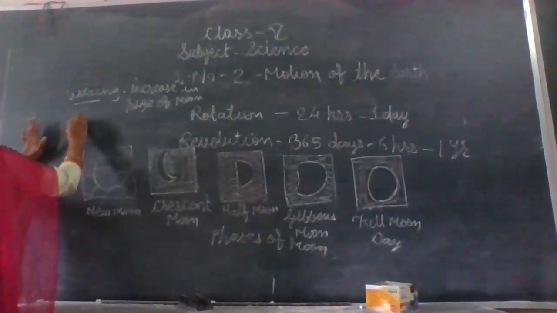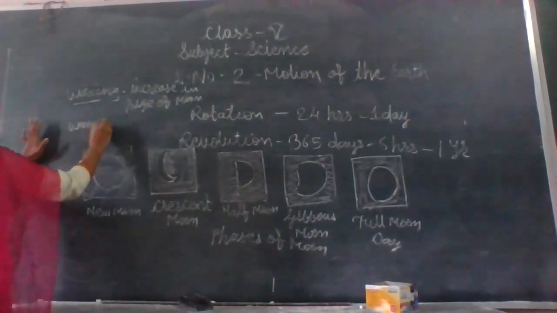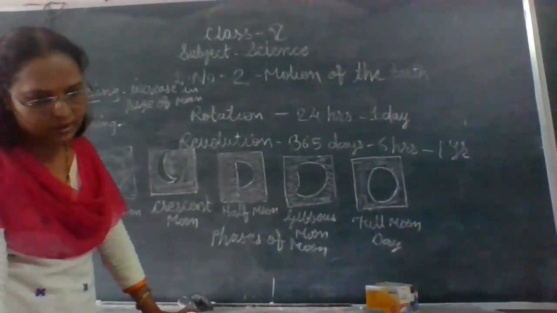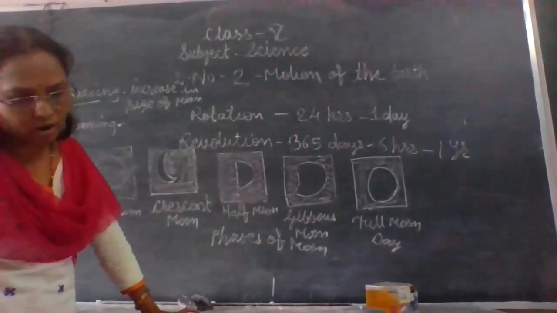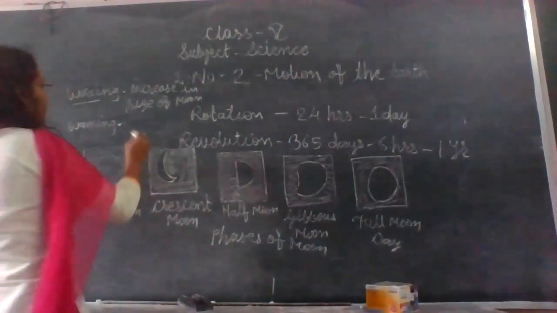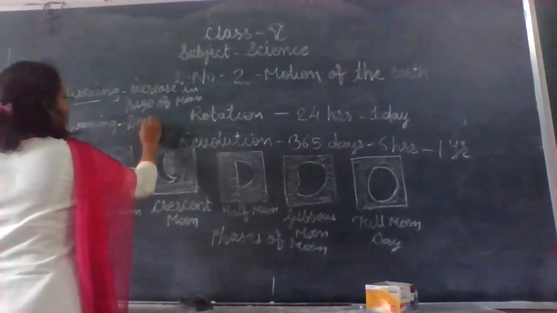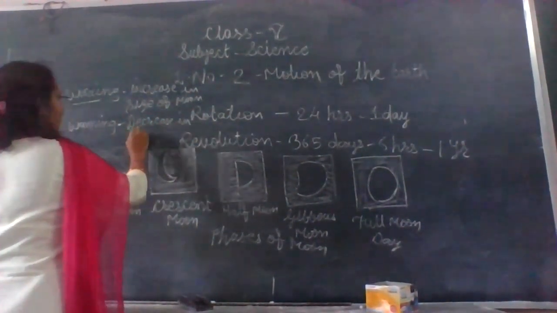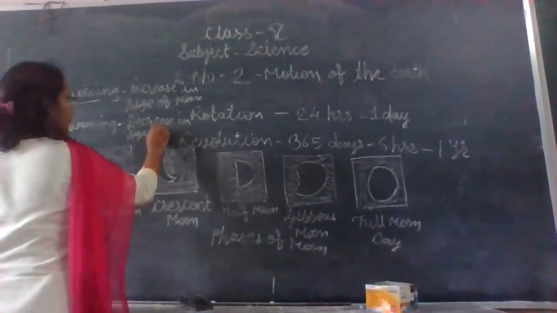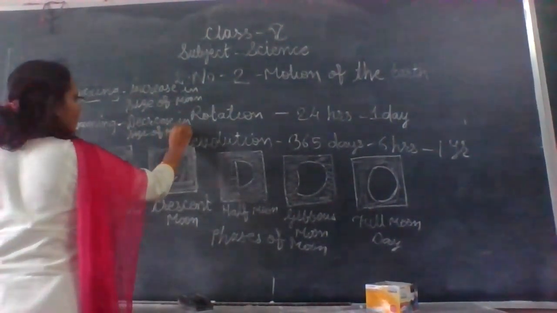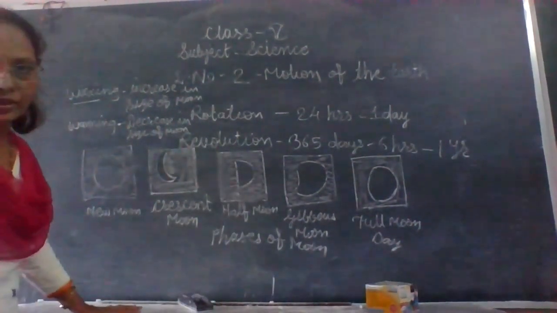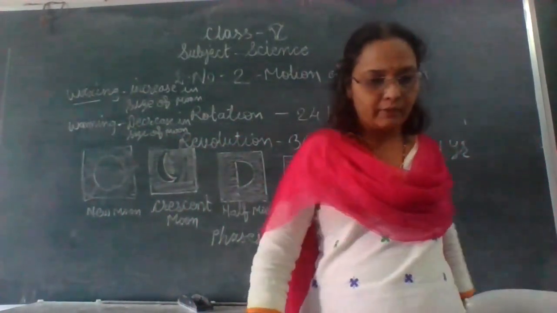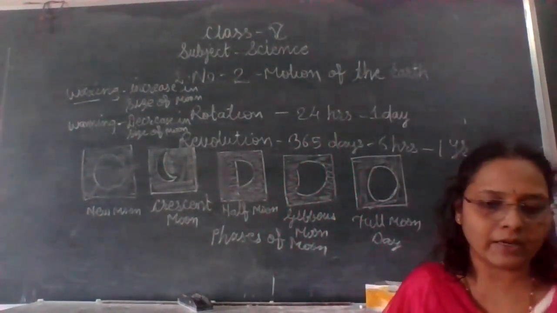And waning. Two terms, okay? Waning means decreasing size of the lighted part. Decrease in size of the moon, that is waning. Okay, these are the two terms, the difference between waxing and waning.